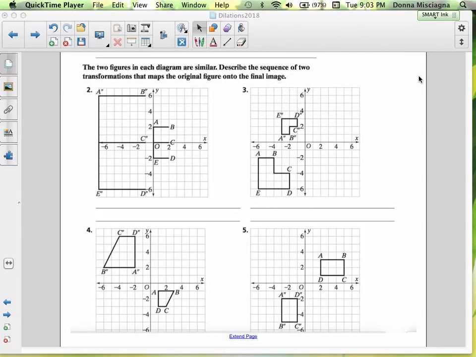Welcome. In this podcast, we're going to be performing similarity transformations. All right, so similarity transformations, as we saw in the last podcast, involves a dilation plus another transformation.